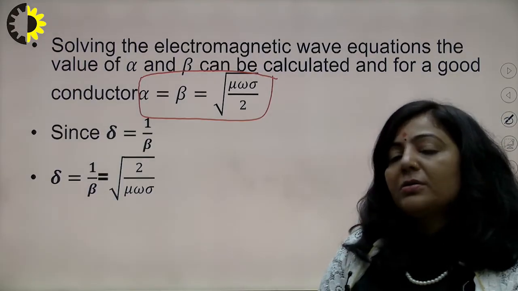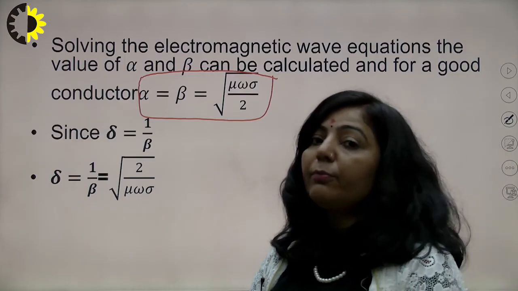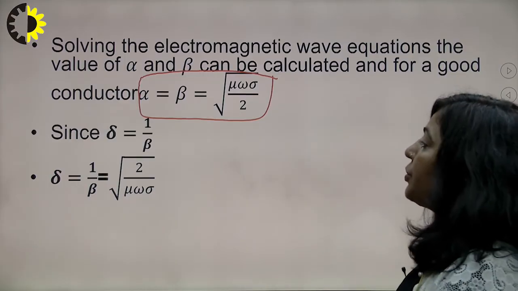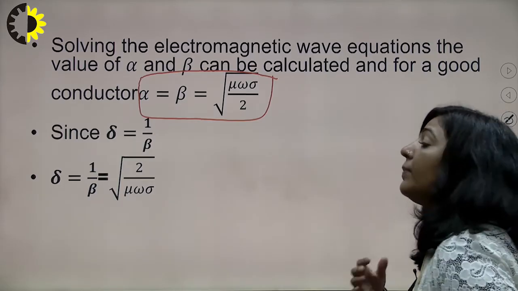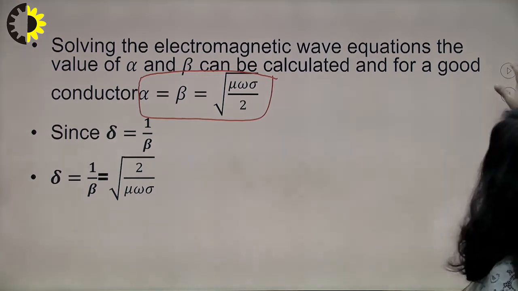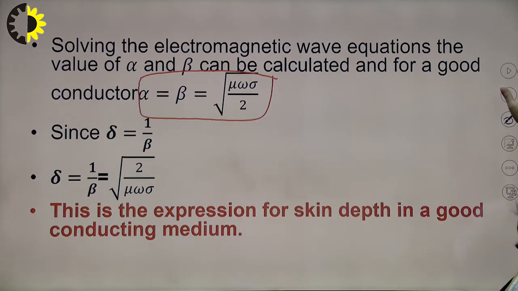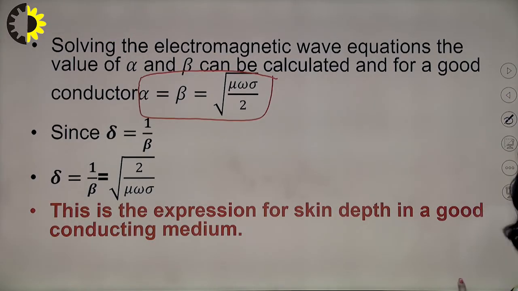So I hope the concept of skin depth is clear. What is skin depth? It is that particular depth from the surface of the conductor at which the amplitude of the electric field or magnetic field is 1 upon exponential times of the maximum value. Clear? So this is the formula for skin depth. This is the expression for skin depth in a good conducting medium, right? So I hope this is clear.